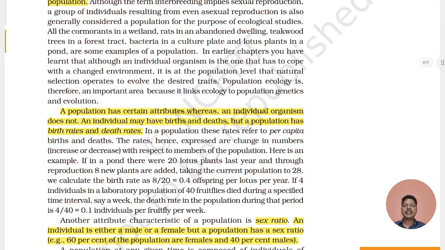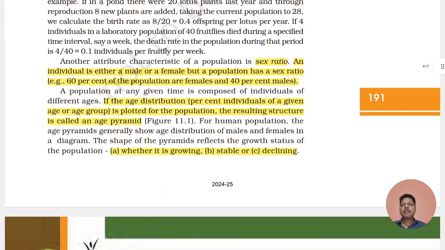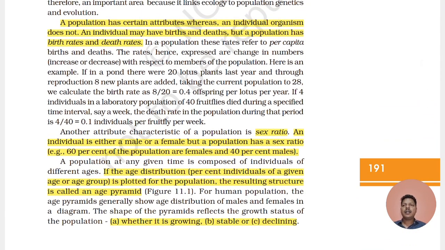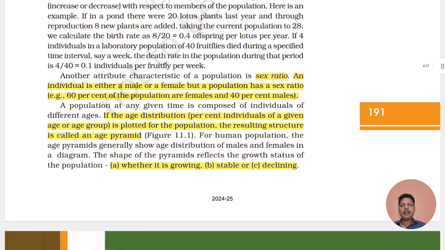A population has certain attributes whereas an individual organism does not. An individual may have birth or death, but a population has birth rates and death rates. Remember, here there are some attributes like sex ratio. Here the per capita birth and death is the first attribute, and sex ratio is the second one, we already discussed. The same example is given.